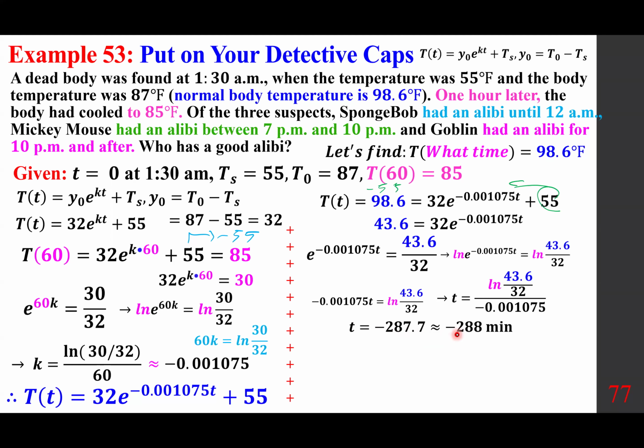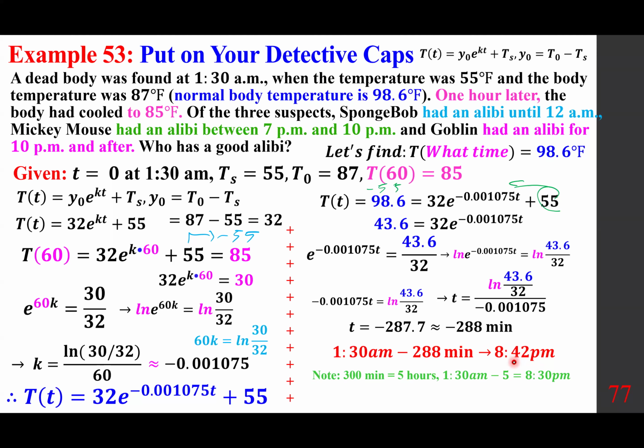Meaning what? T equals 0 corresponds to 1:30. T equals minus 288, that means 1:30 a.m. minus 288 minutes. And it's 8:42. What might help? 288 is close to 300 minutes, which is 5 hours. So 1:30 minus 5 hours would be 8:30 p.m. Okay. So the other 12 minutes, so 8:42.